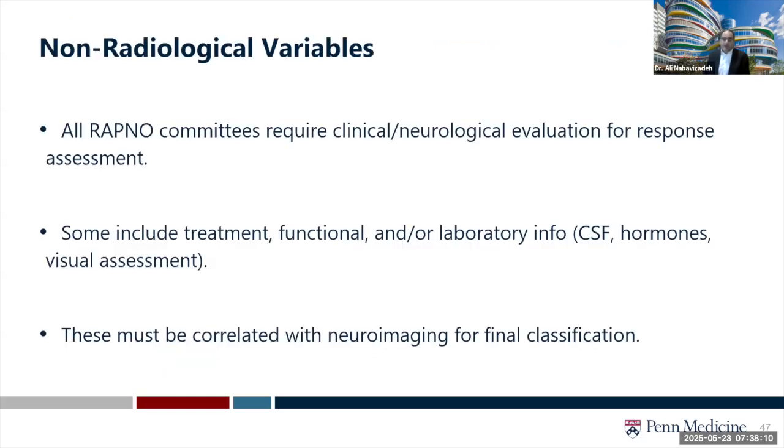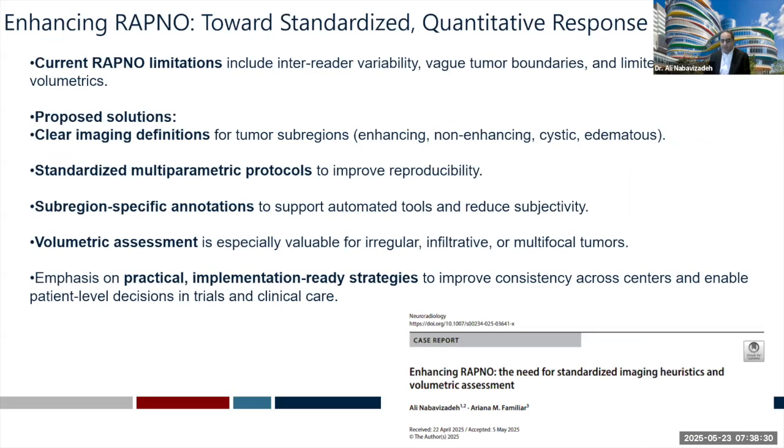So again, similar to RANO 2.0, non-radiological variables are important. And that includes some treatment, functional, and lab information that has to be correlated with neuroimaging findings for final response assessment. So RAPNO guidelines are out, but again, there is definitely room for enhancing RAPNO guidelines.